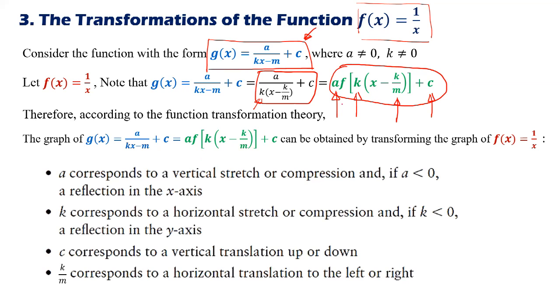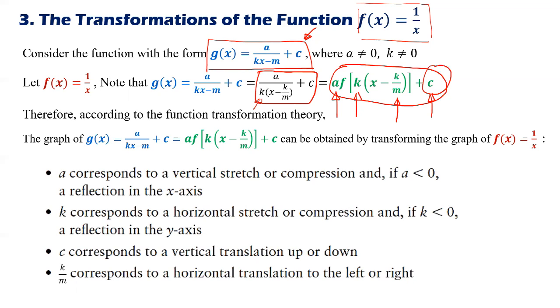A corresponds to a vertical stretch or compression, and if a is less than 0, a reflection in the x-axis. And k here corresponds to a horizontal stretch or compression, and if k is less than 0, also a reflection in the y-axis, right? And c here is the easiest one. This is just a vertical translation up or down by c units, right? And k over m here corresponds to a horizontal translation to the left or right.